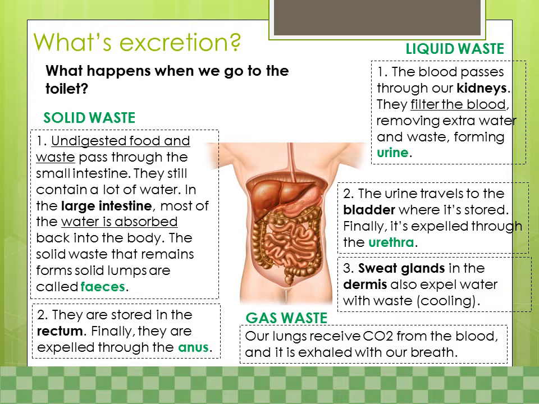This urine produced in the kidneys travels to the bladder, a la vejiga, the bladder, where it's stored. And finally, the urine is expelled through the urethra, a través de la uretra, in the urethra. We also have sweat glands. The sweat glands in the dermis expel water with waste. It's mainly for cooling, but it's also part of the excretory system because we can expel waste through our sweat.